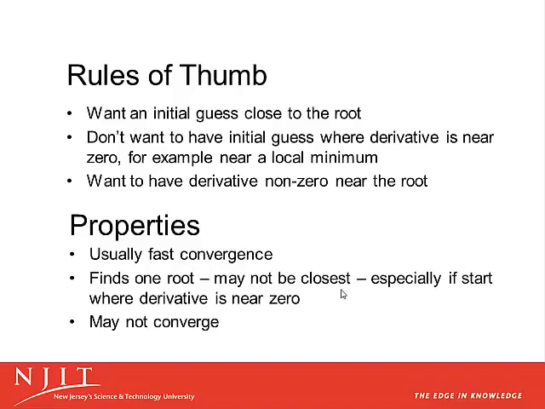So some of the rules of thumb with Newton's method is that we want an initial guess close to the root. We don't want to have our initial guess where the derivative is near 0 or at a local minimum, and we want to have the derivative non-zero near the root and, of course, at the root. Some of the properties is that the convergence is fast. It's quadratic. When it works, it often works really beautifully. It finds one root, which may not be the closest root if you don't start close to the root that you want, or if the derivative is near 0 where you start, and it may not converge, as opposed to bisection, which has guaranteed convergence but much, much slower convergence.